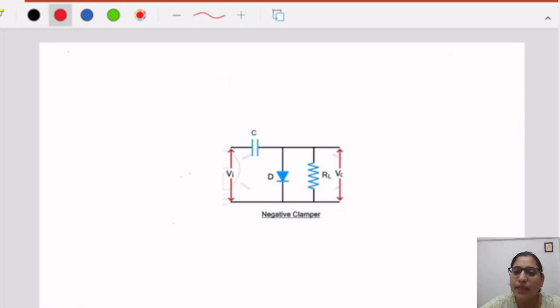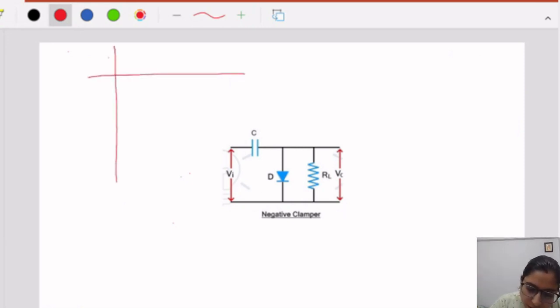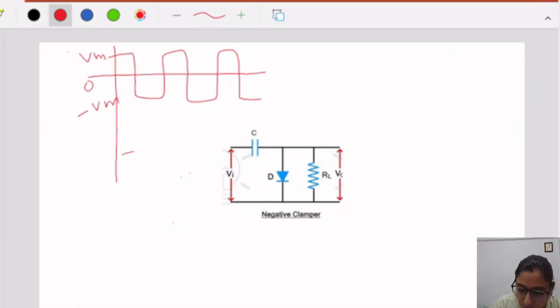In last class, we completed our discussion on positive clampers. In this class, we will study negative clamper. So, this is the basic circuit structure of a negative clamper. In this, we are applying a square wave as an input signal. So, this is our input signal. Let's say it is varying from 0 to plus Vm to 0 to minus Vm. Now we will discuss what we will get at the output voltage.